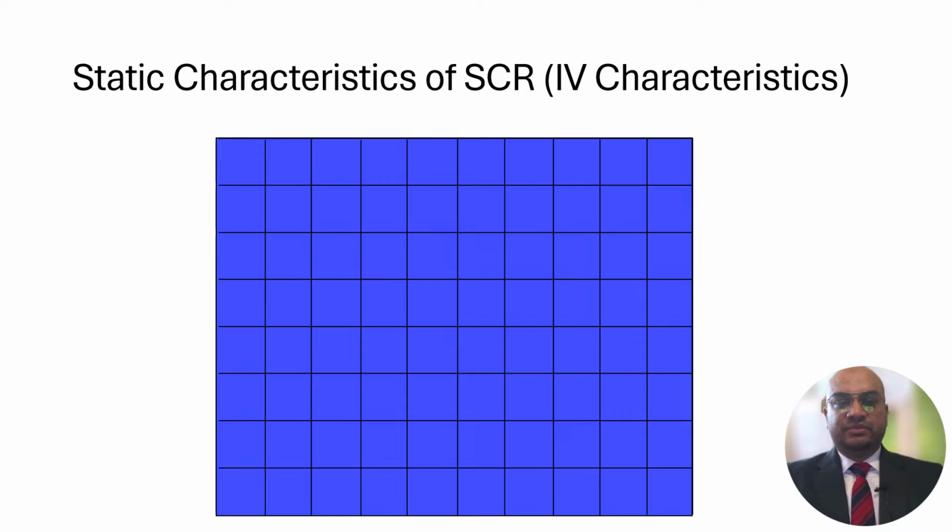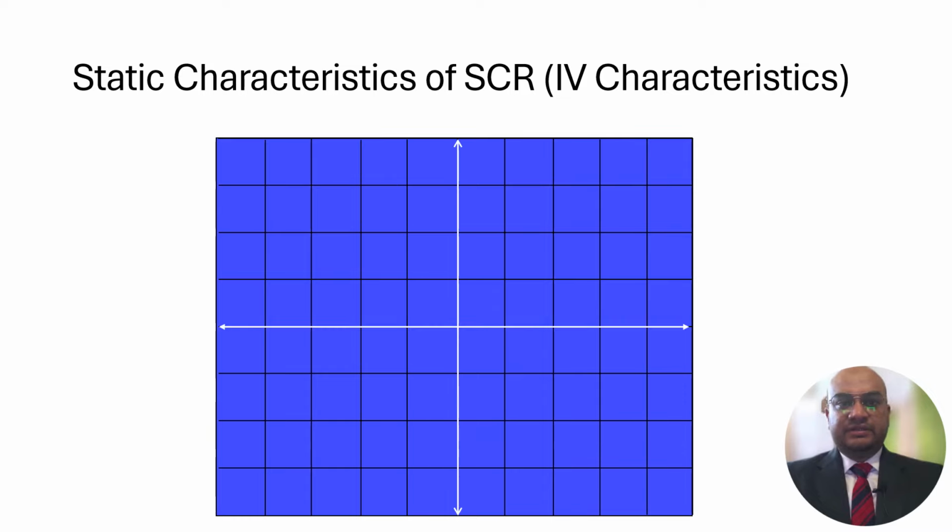Now let's move ahead to observe the static characteristics of SCR, which is also termed as IV characteristics. So the x-axis here is defined as voltage between anode and cathode, and the y-axis is represented as current available at anode.